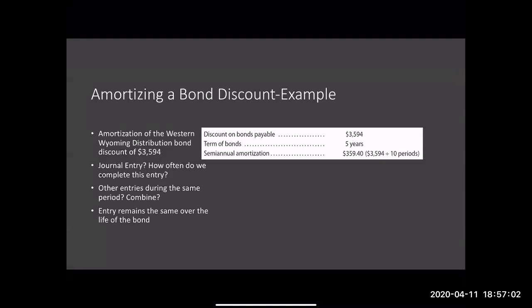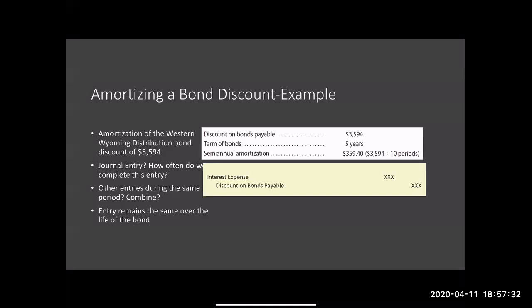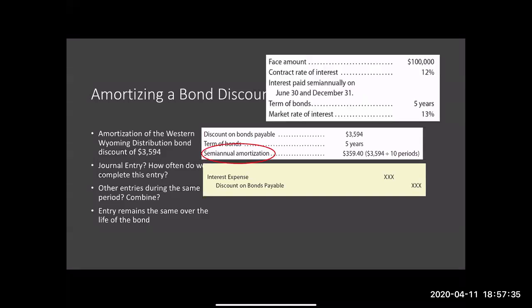This is a bit of what I went over before; I kind of jumped ahead. When we're amortizing this particular bond discount of $3,594, we're looking at the term of the bond, which is 5 years, and we're going to amortize it twice a year. To come up with that number, you take the discount on the bond divided by the number of periods. Therefore, our semi-annual amortization will be $359.40. To capture that, it will be that journal entry.